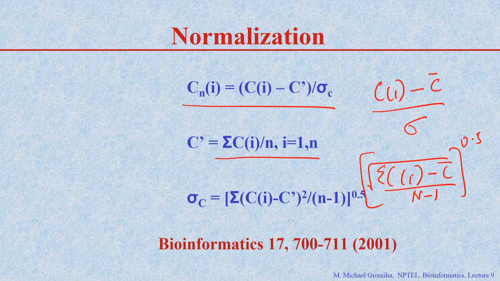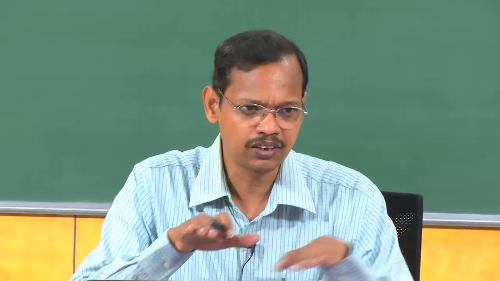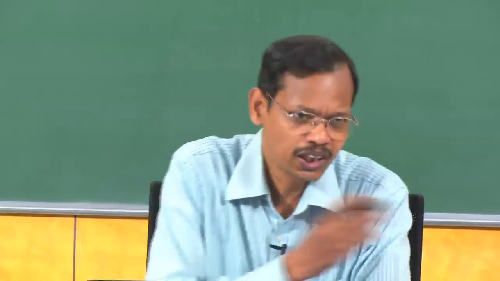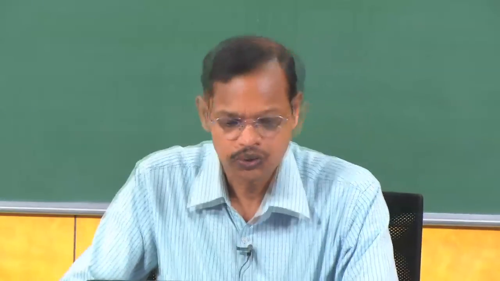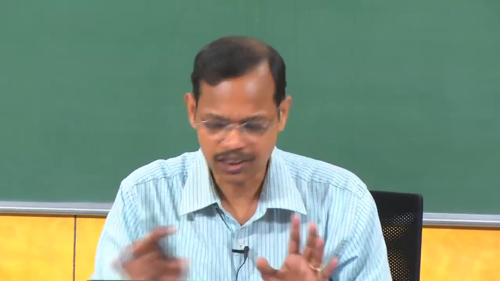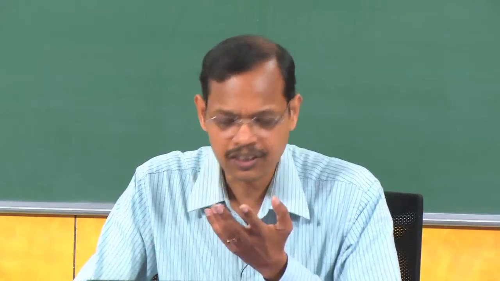It is C of I minus the mean of C, you have to square it, divide by n minus 1 and take the square root, and you will get the deviation. Then we use C of I minus C average divided by sigma, and you will get the normalization. In this case, the numbers are normalized with respect to 1, so you get negative or positive values with respect to this. So, this is the method to calculate the conservation score, and we have several algorithms available to get the score based on all these methods.